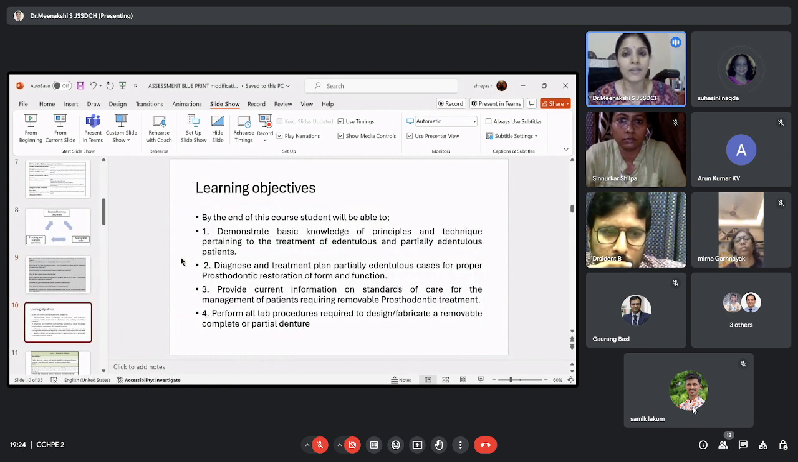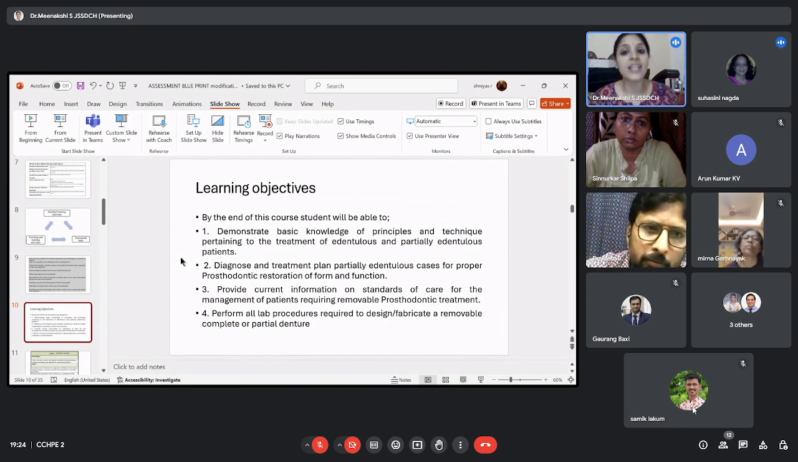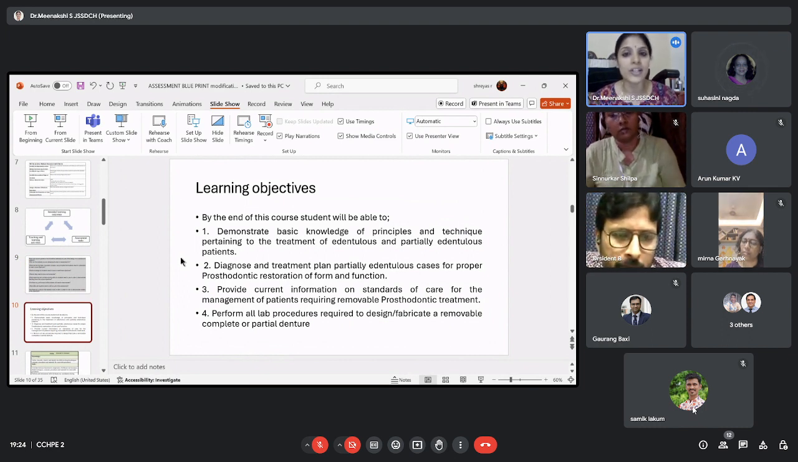And hence, we have done the blueprint for removable partial denture targeting final year students. The learning objectives would be: by the end of this course, the student will be able to demonstrate basic knowledge of principles and techniques pertaining to the treatment of partially edentulous patients, diagnose and treat partially edentulous cases for proper prosthodontic restoration of form and function, provide correct information on standards of care for the management of patients requiring removable partial prosthodontic treatment, which is the higher order skill for final year students, and perform all laboratory procedures required to design and fabricate a removable complete denture.